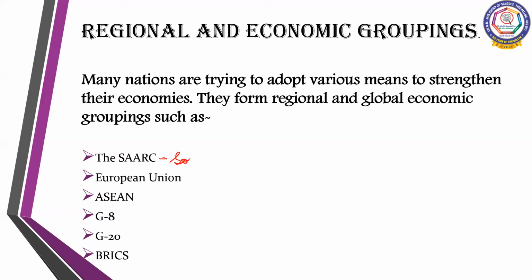the South Asian Association for Regional Cooperation. This includes 8 countries of South Asia. The next is the European Union. This consists of 25 independent states based on the European communities.